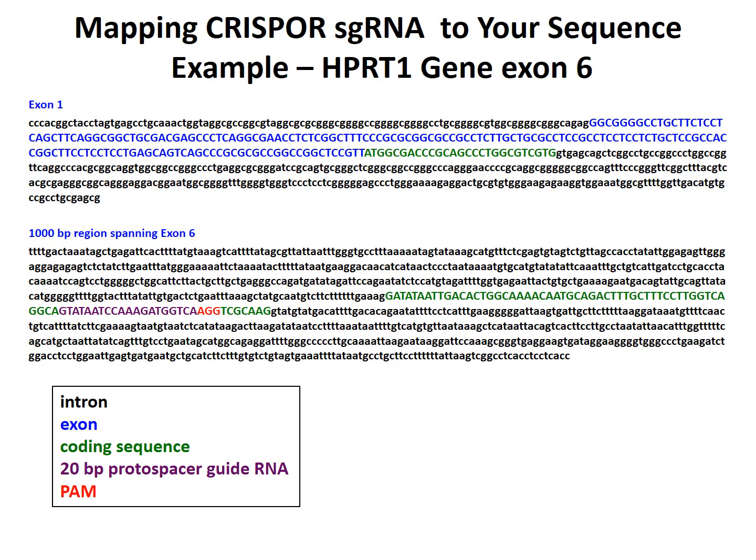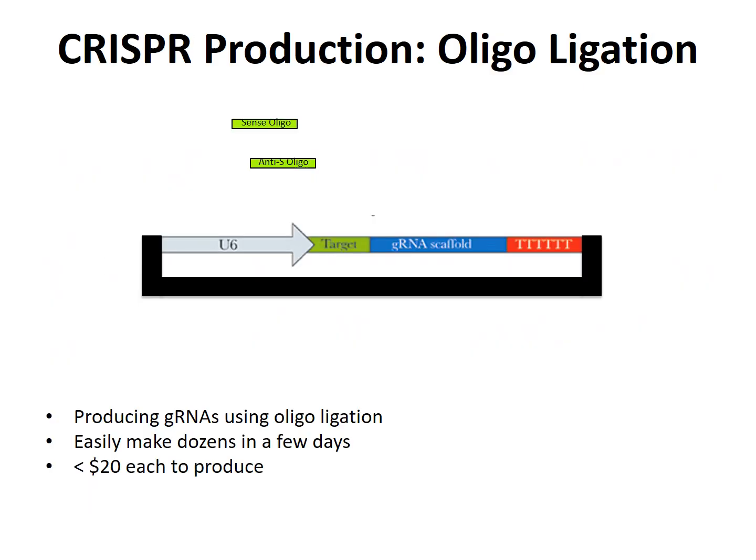So again, just a reminder, this was the exon that we were targeting. This in black is intron, green is the coding sequence, and this is the guide RNA and the PAM sequence that were available for that.